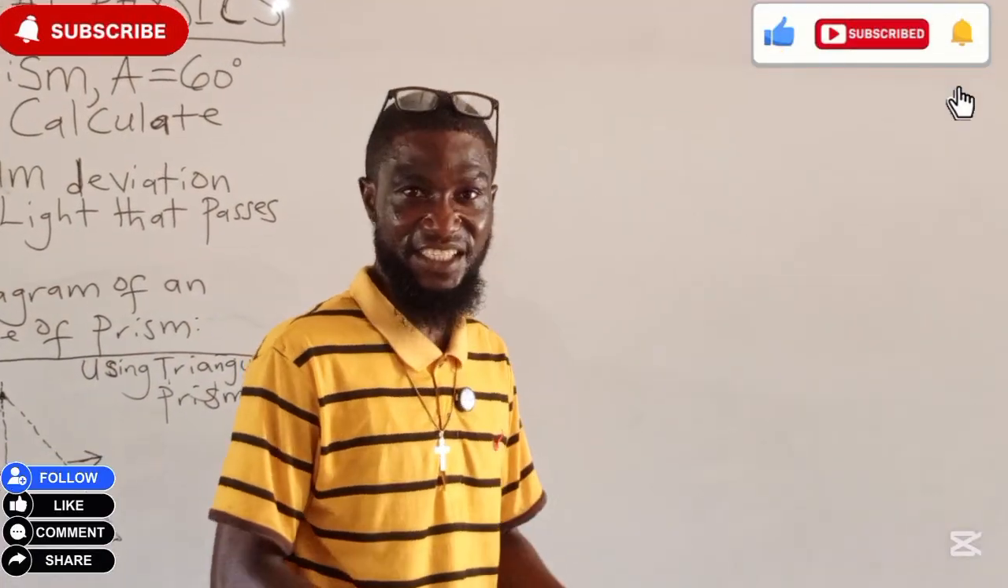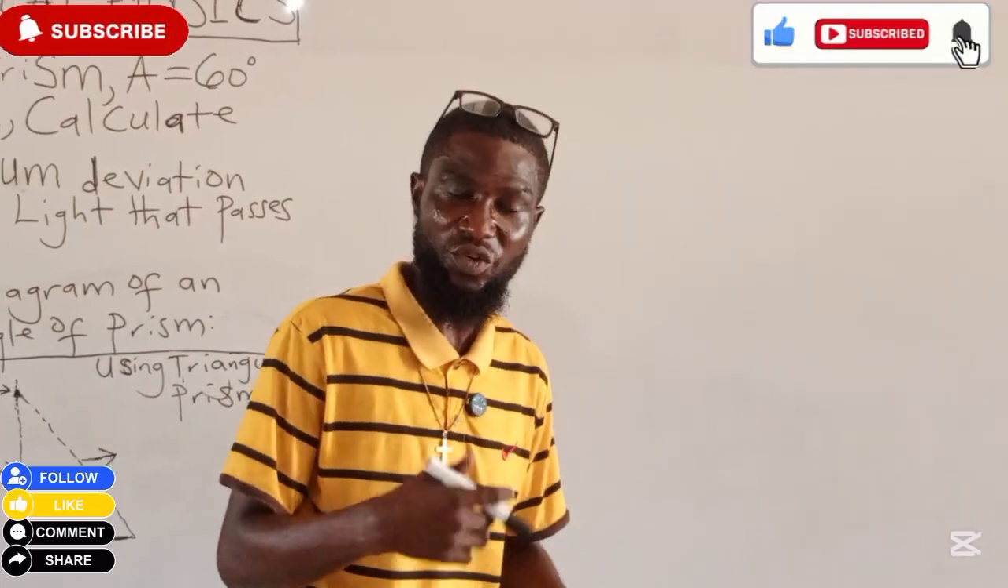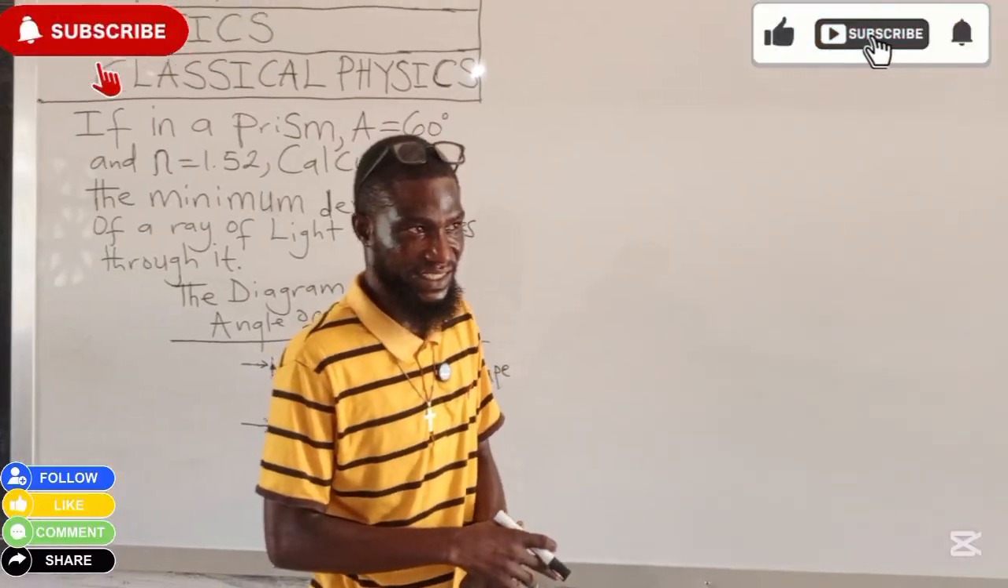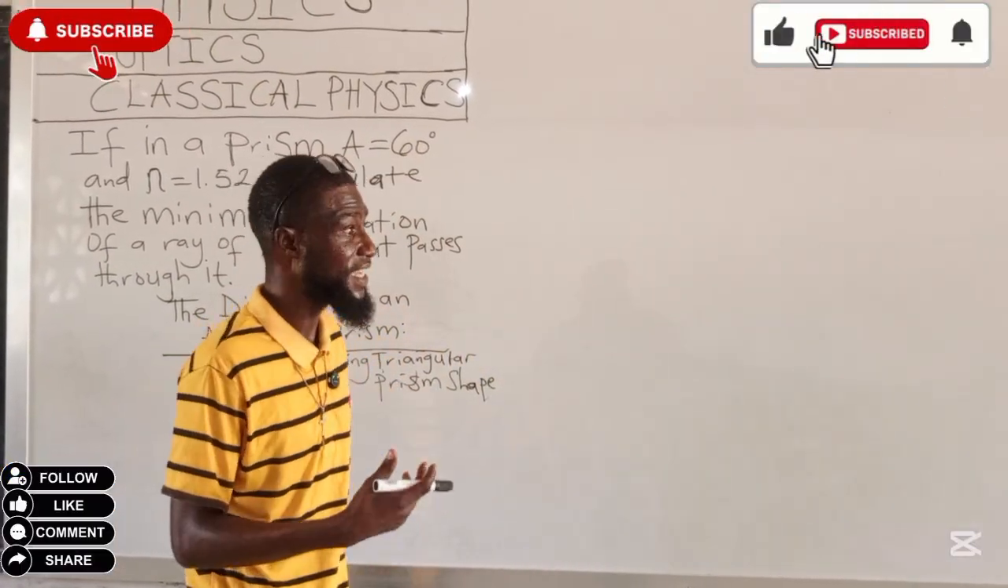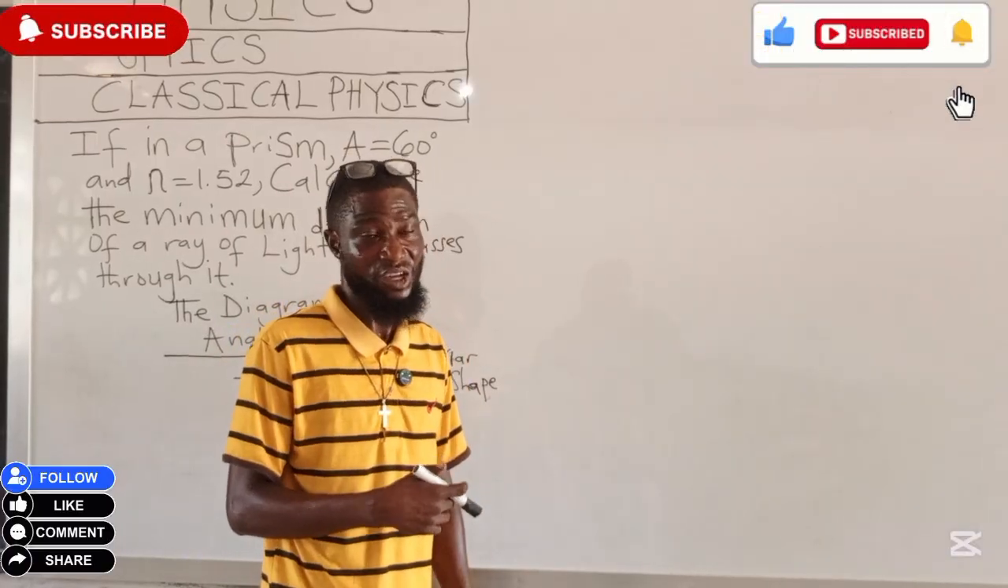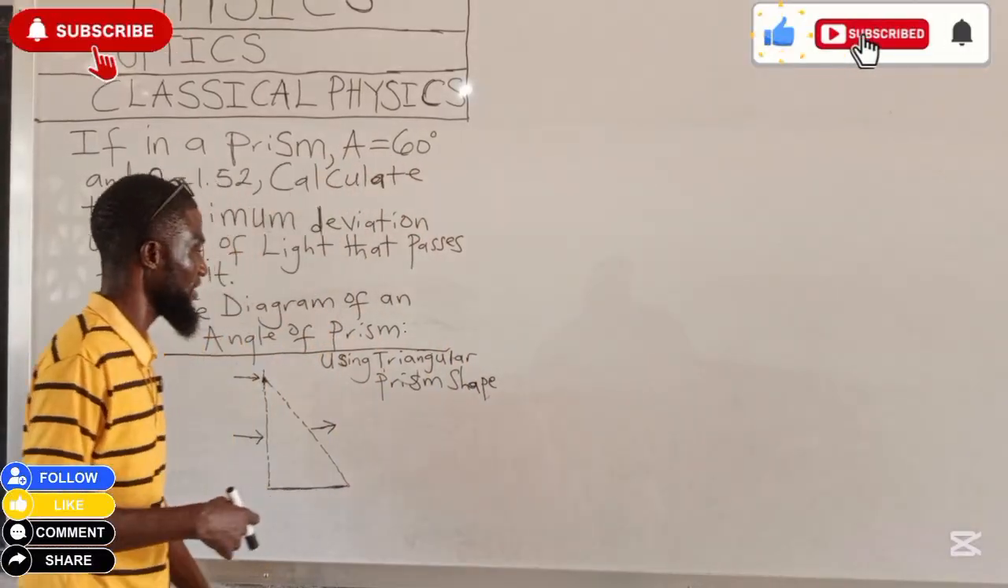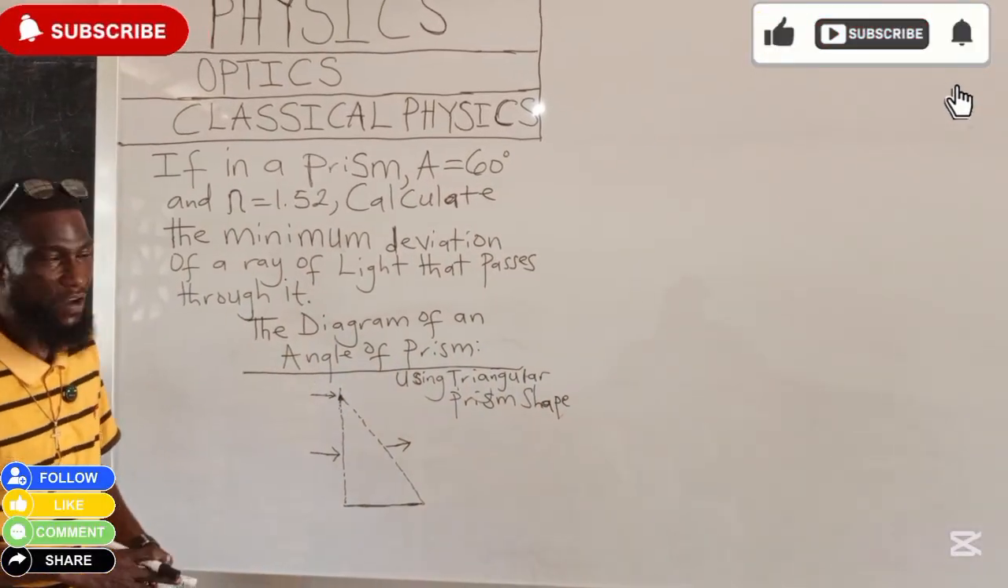On this note, ladies and gentlemen, classical physics was also called Newtonian physics because it was introduced by Sir Isaac Newton, specifically in the year 1687. On this note, ladies and gentlemen, we'll be looking at our problem to solve.